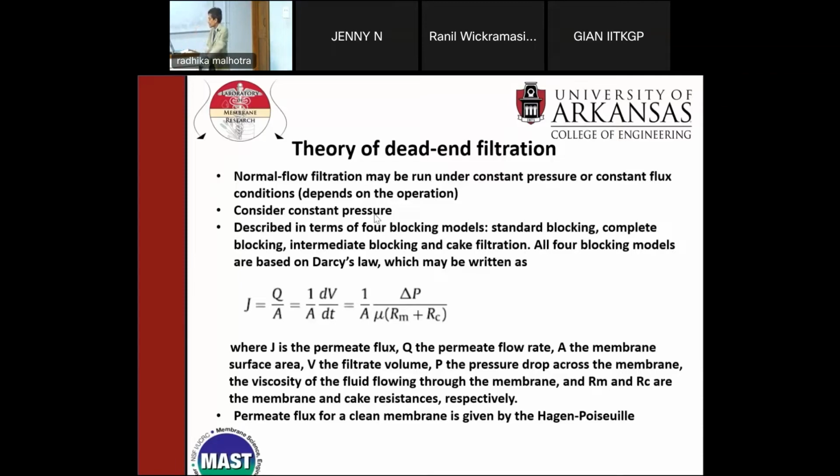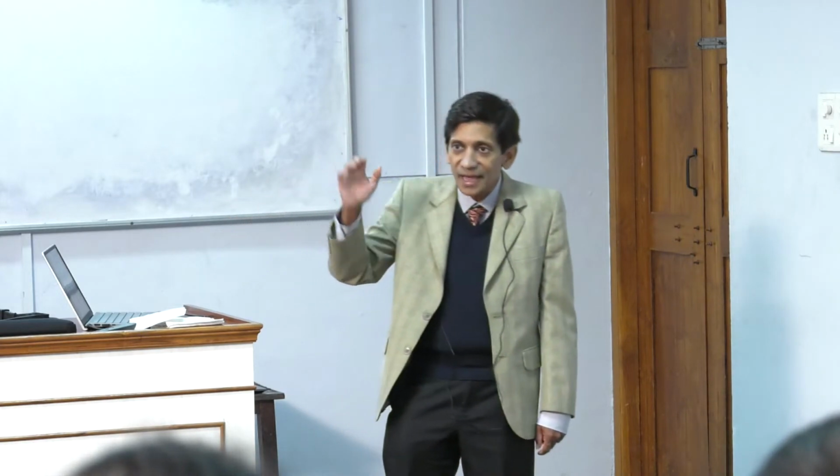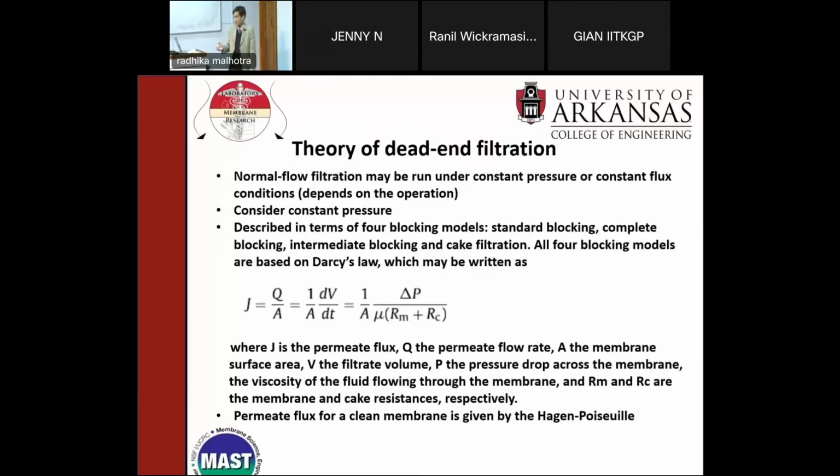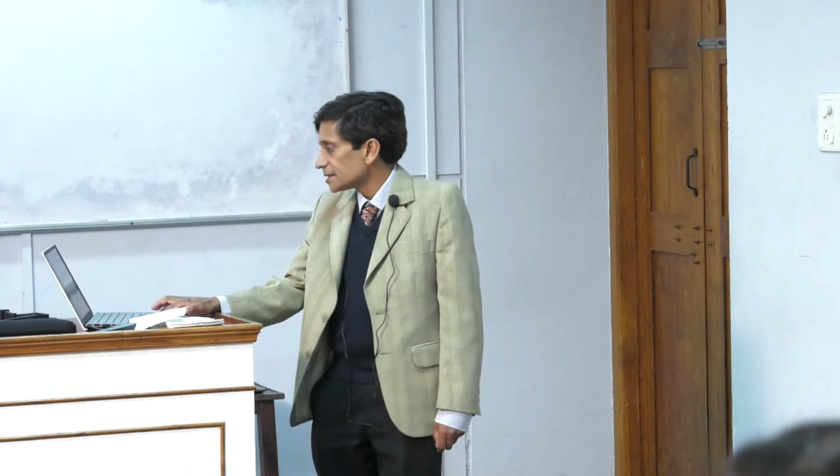If we consider constant pressure first, and I'll probably stop at constant pressure for today, it's described in terms of 4 blocking models, which we saw earlier: standard blocking, complete blocking, intermediate blocking, and cake filtration. I'll explain those in a minute. All flow blocking models are based on this equation. So if you haven't seen this equation before, if you're not in chemical engineering, that's okay. Just think of it as the flux. What I'm trying to recover is going to be a driving force divided by some sort of resistance. Okay? By the way, mu here is the viscosity of your feed stream. Mu is important because the viscosity changes a lot, especially as you start to get higher protein concentrations.